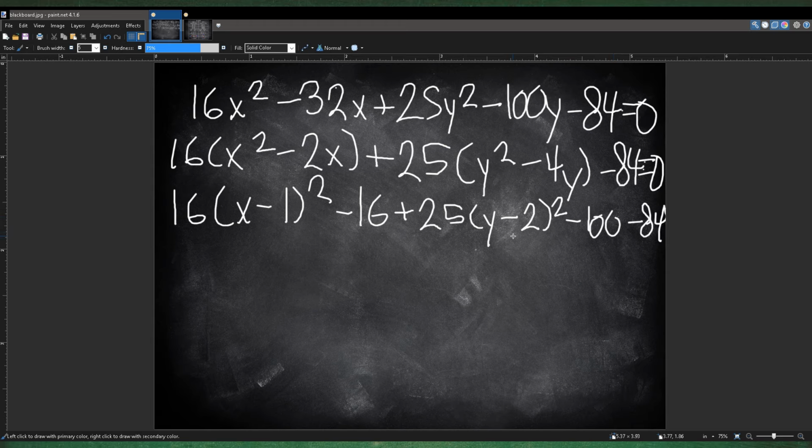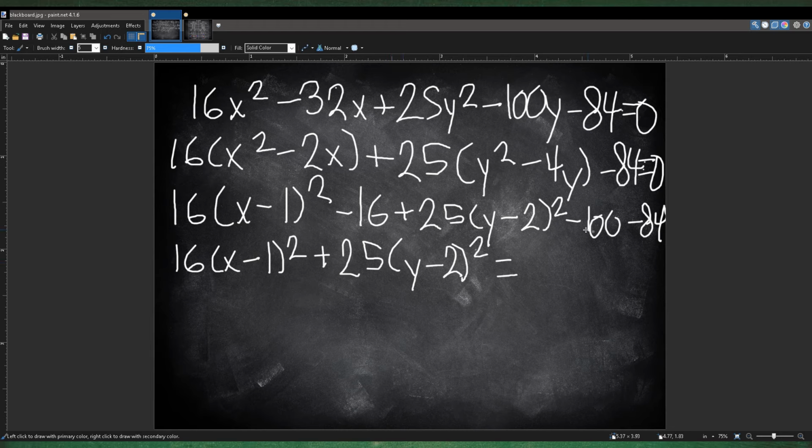Sorry, I ran out of space. I've been writing this a little too big. So then basically we have 16 times x minus 1 squared, plus 25 times y minus 2 squared. You want to get all the numbers to the other side, so it's equal to 0. You add 16 to the other side, add 100 to the other side, and add 84 to the other side. So that makes 200 on the other side, okay?